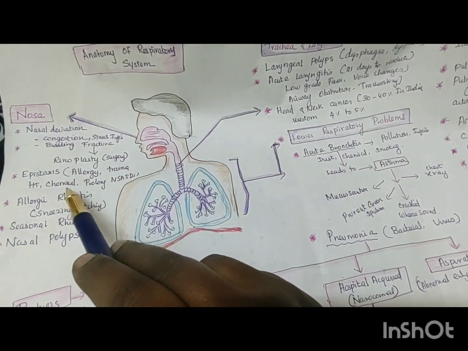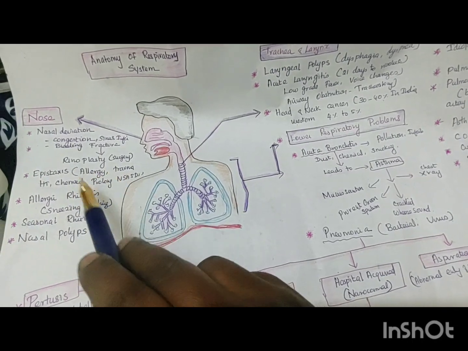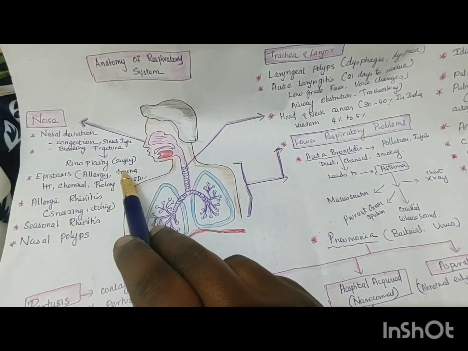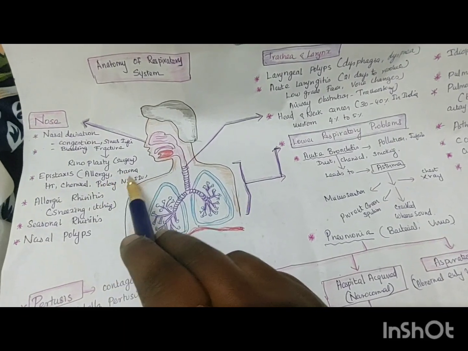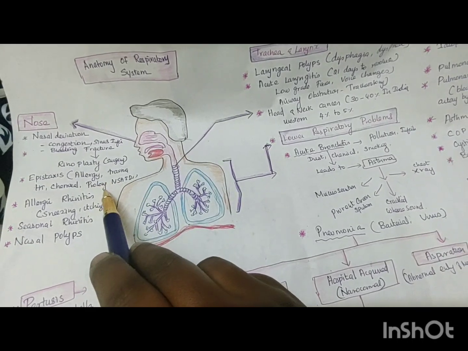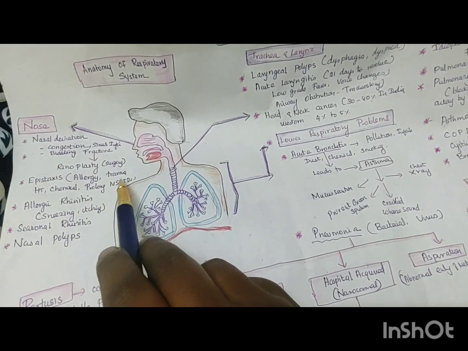Then the next one is epistaxis. There are many reasons for epistaxis. Epistaxis is bleeding from the nose. Profuse bleeding will be coming. Sometimes it is seasonal, due to the hot climate. Most of the time, sometimes allergy, trauma, hypertension, chemicals, sometimes prolonged use of nasal spray, okay, and non-steroidal anti-inflammatory drugs which we are using.